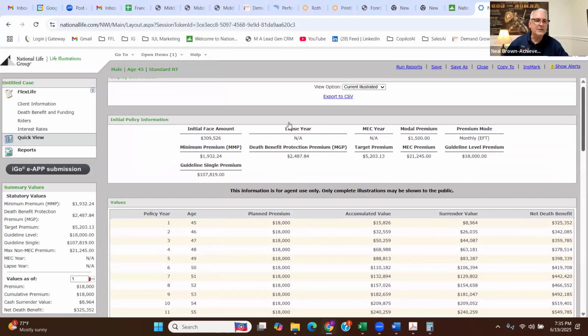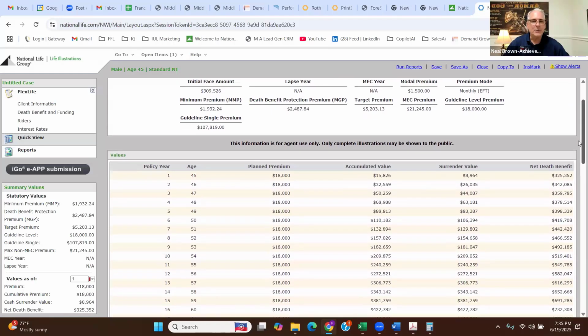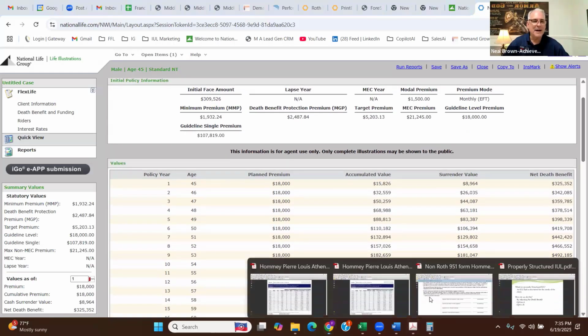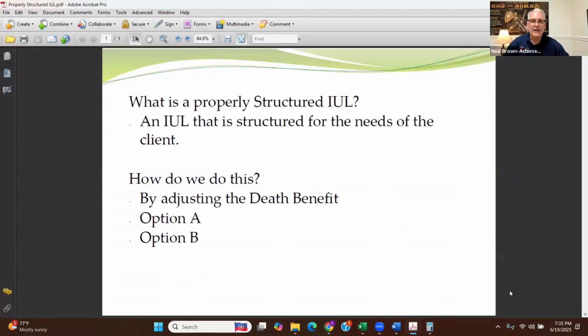So Francis, I think this comes in the first 7 years, Neal, or the first 5 years. You can't overfund it early based on this guideline single. Right. So just to be clear with everybody, how do you properly structure an IUL? You ask your customer a lot of questions about their debt, what they're trying to accomplish, and then they either want death benefit or they want max cash accumulation.